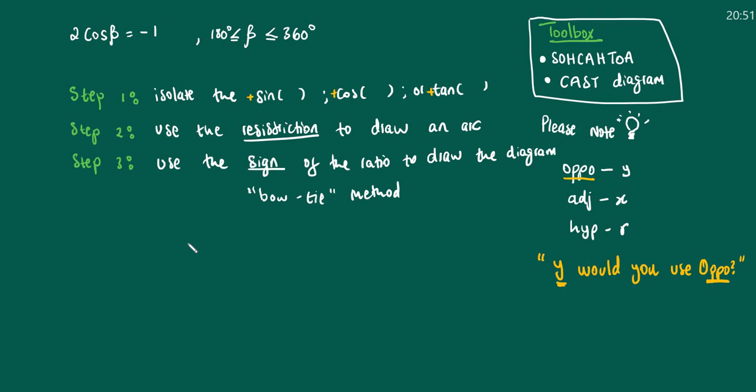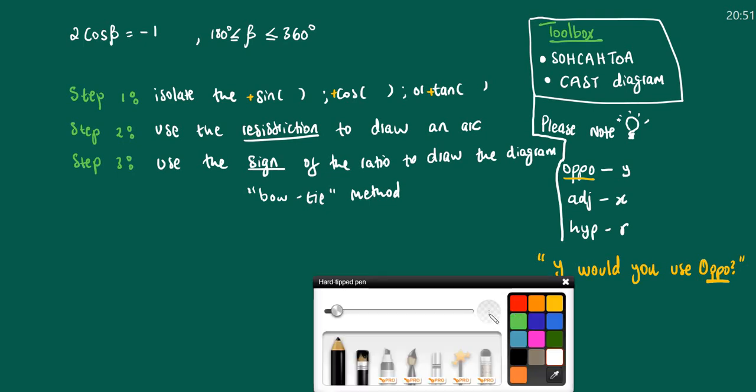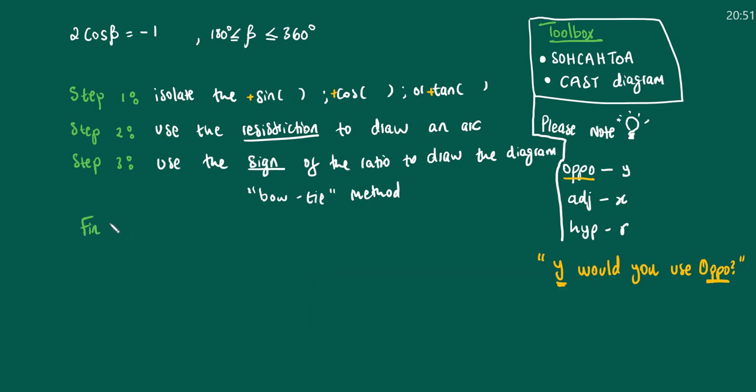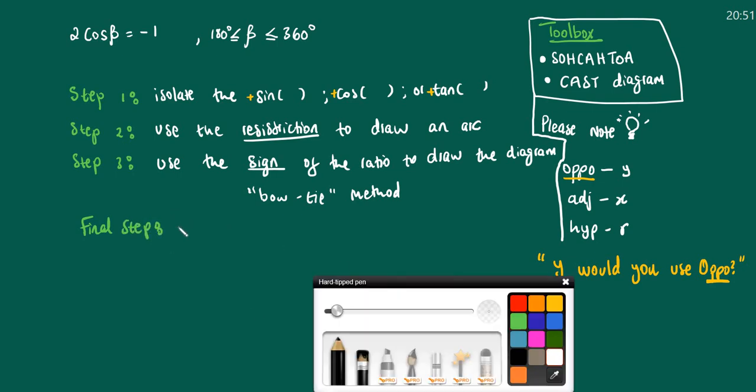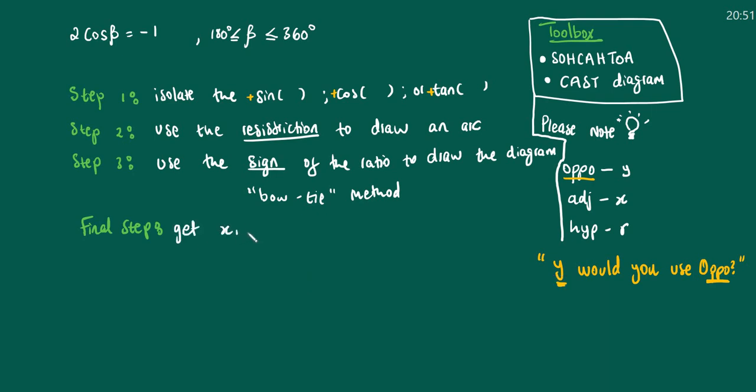Once you have that, it will be a matter of getting X, Y, and R. That is the final step. The final step is to simply get X, Y, and R, and hence solve the problems. Then you are done.